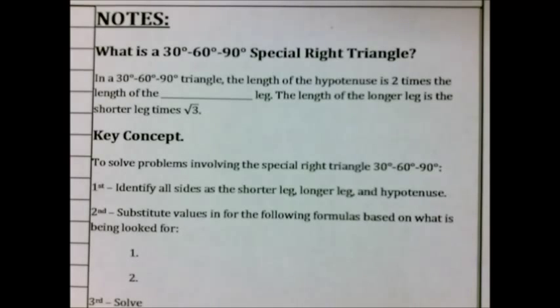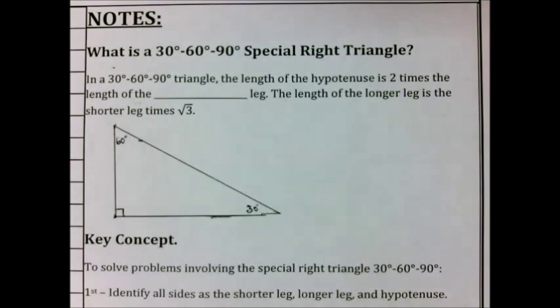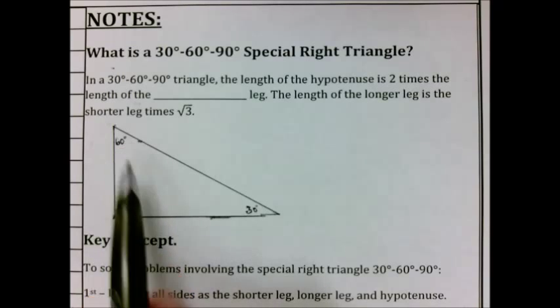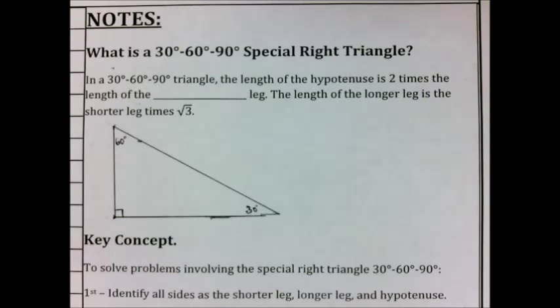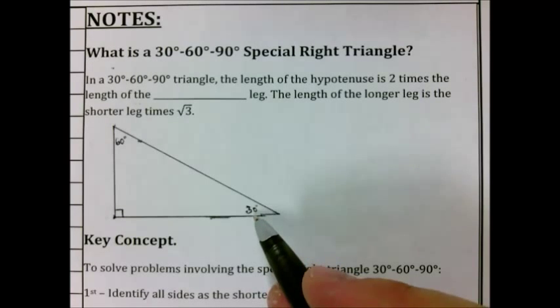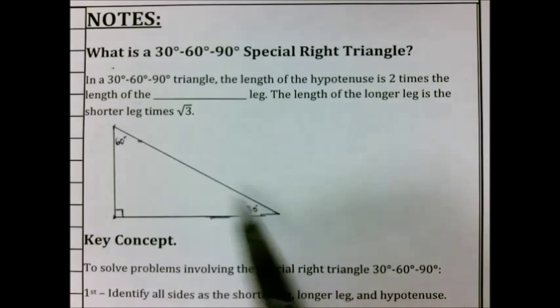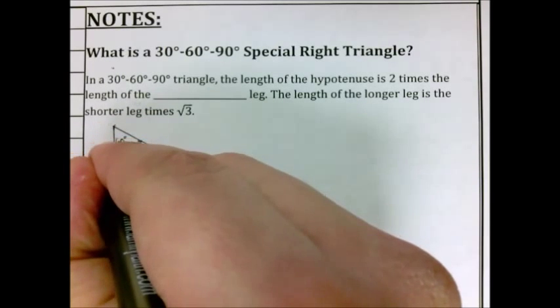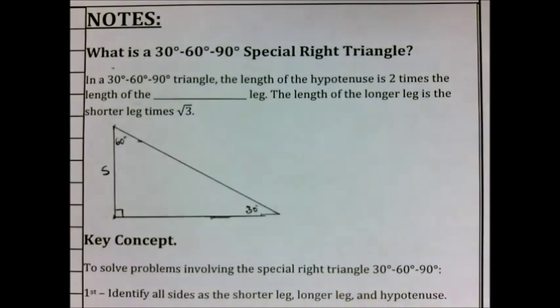Let's draw this real quickly. You should have drawn something like this. If you need to pause the video, go ahead and pause. We have a 90-degree angle, a 60-degree angle, and a 30-degree angle. The hypotenuse is 2 times the length of the shorter leg. Your shorter leg is always going to be across from the 30 degrees. We're going to call that S.